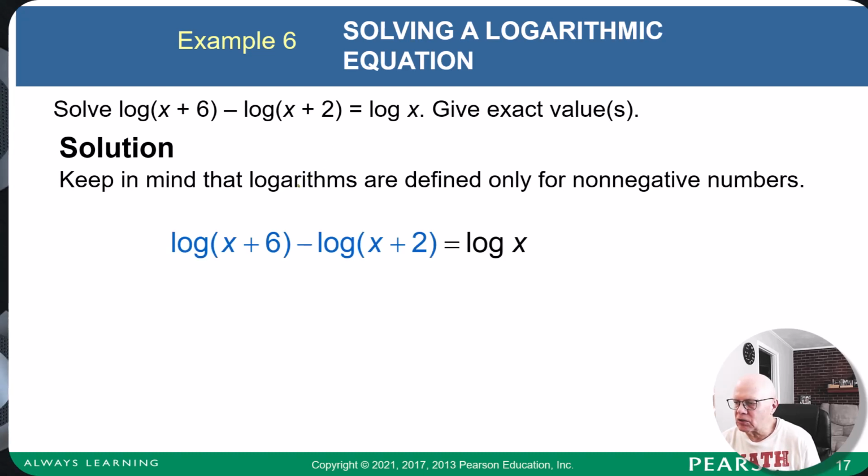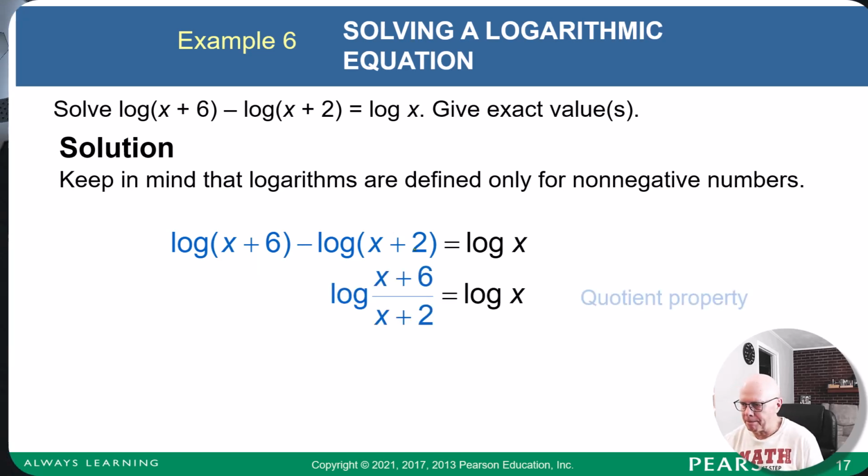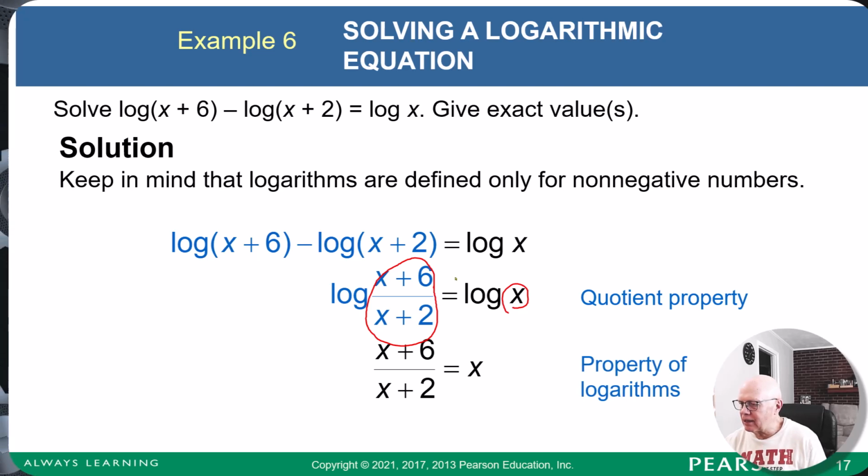So here's our original. Copy it correctly. Now, one thing, you're subtracting logs. That means you're subtracting exponents. That means you're dividing these arguments, x plus 6 and x plus 2. There's our property of quotients. And notice we've got 2 logs that are the same. That means the arguments must be the same. We had that property earlier in these slides. So we've got this, and we can solve for x.